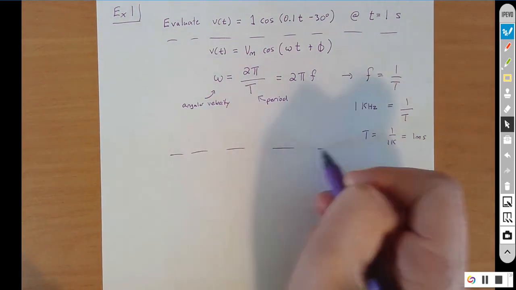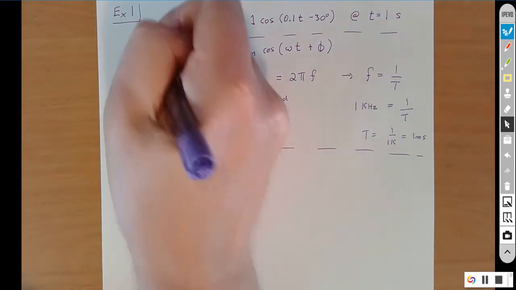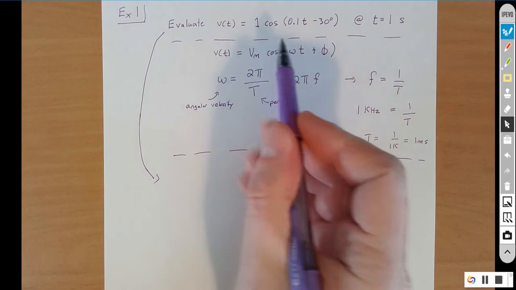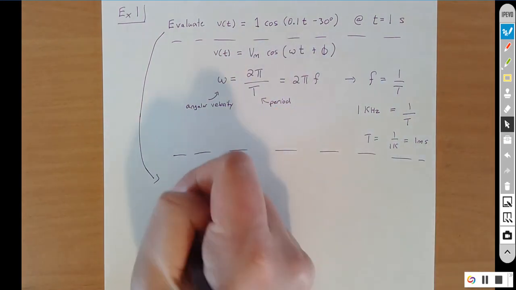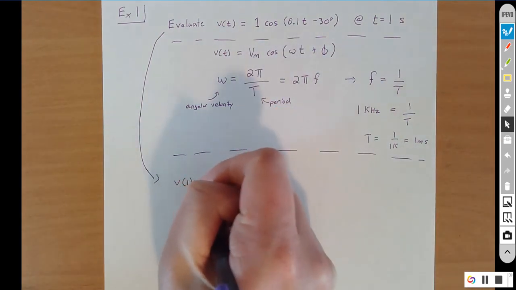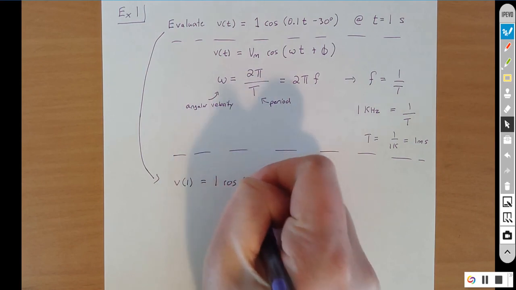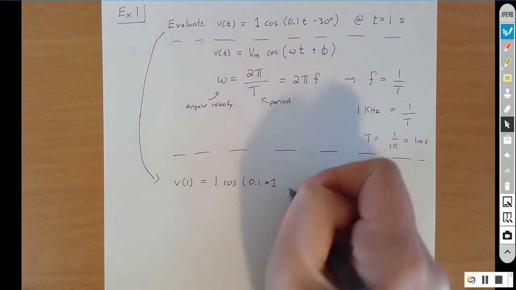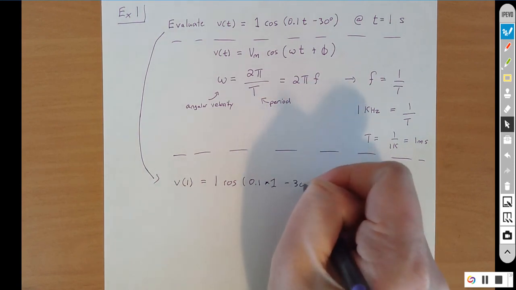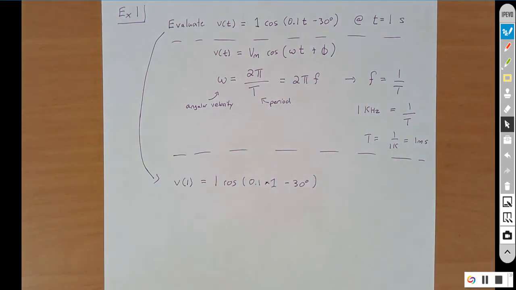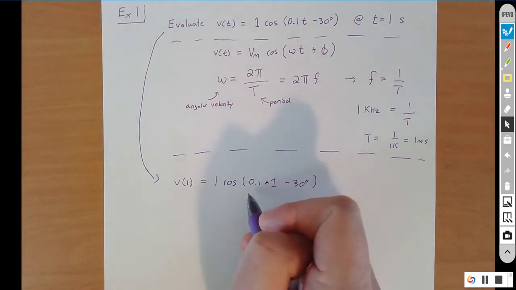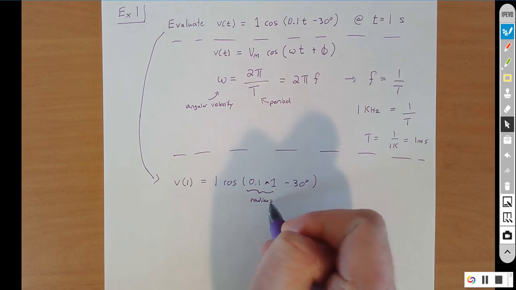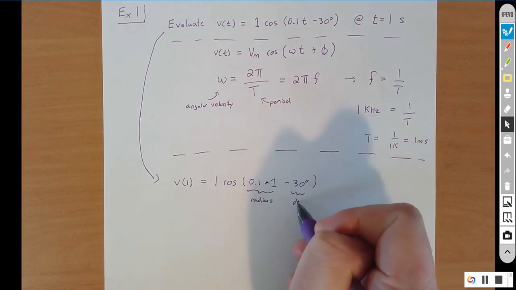All right. So let's bring this back down. We want to evaluate this function. Like I said, our magnitude is 1, our frequency is 0.1. So all we're going to do is plug in our 1. So we have 1 cosine 0.1 times 1 minus 30 degrees. Now if you plug this in your calculator, you're not going to get the right answer, because this set here is in radians, and this is in degrees.